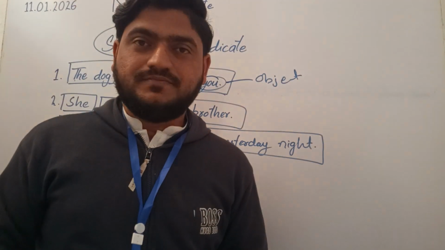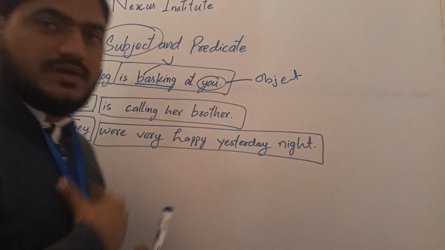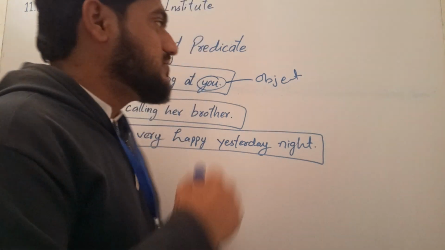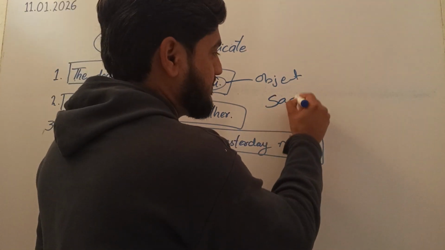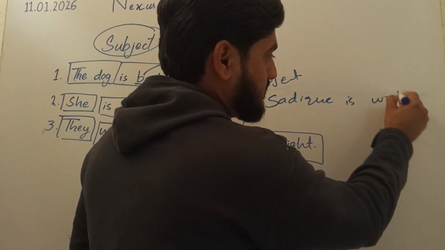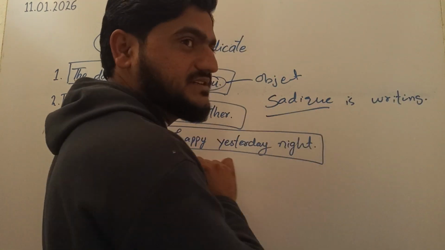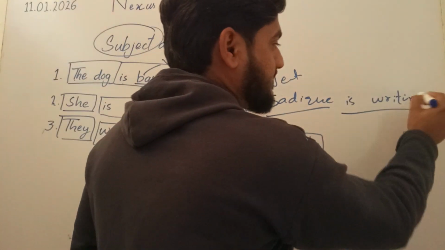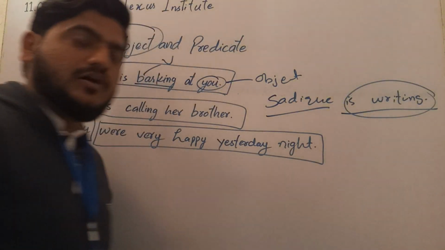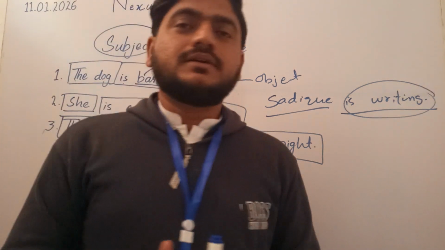Who does the action? If I am doing something, like I am writing, my name is Sadiq. So if I write this, Sadiq is writing. Here Sadiq will be the subject and is writing will be the predicate. Hope you are understanding what I want to say.